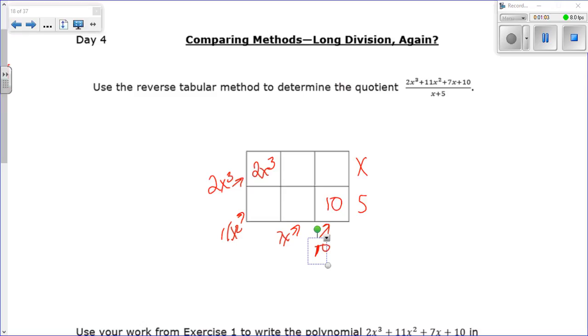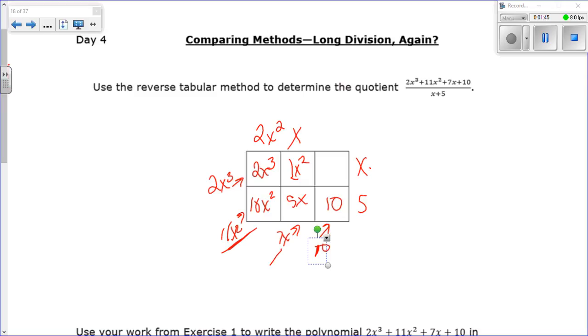So now we need to fill in our other places. So what do I multiply x by to get to x cubed? Well, that would be 2x squared. And when I multiply 2x squared by 5, I get 10x squared. And since this diagonal right here needs to add up to 11x squared, if I have 10x squared here, that means this has to be a 1x squared. So what do I multiply x by to get 1x squared? Well, I multiply it by x. And then I multiply x times 5, and I get 5x.